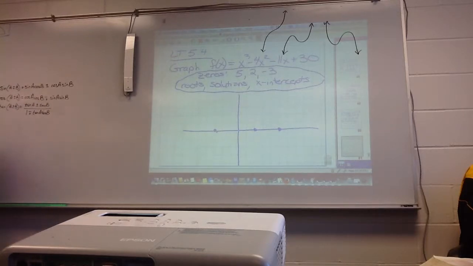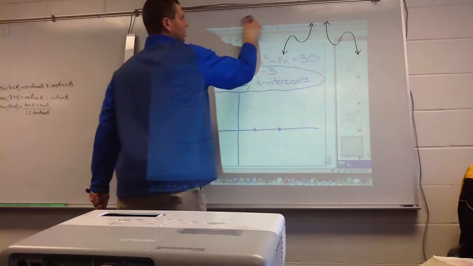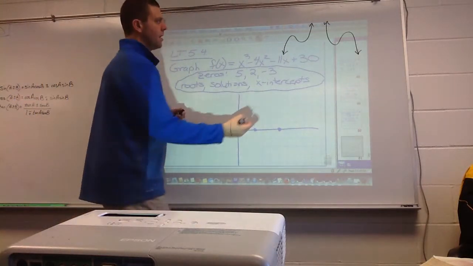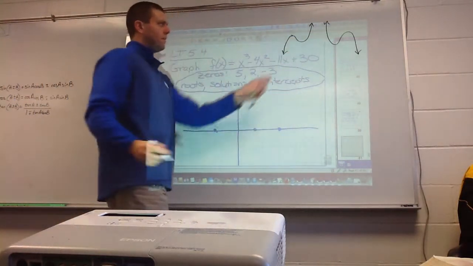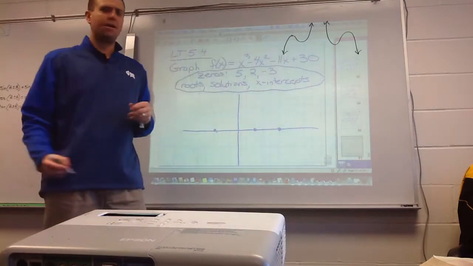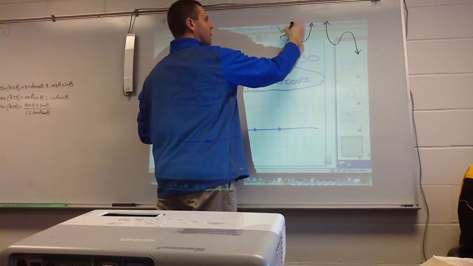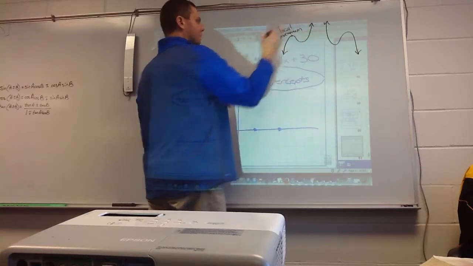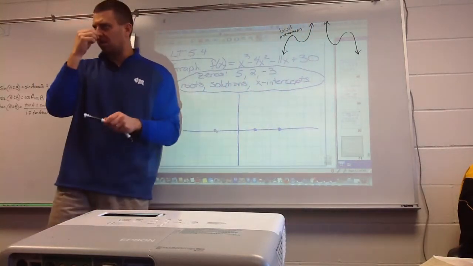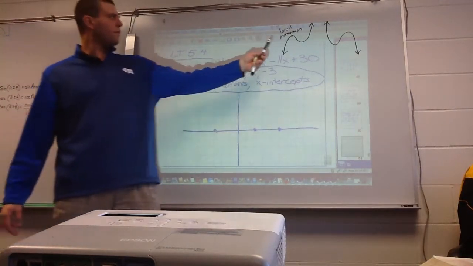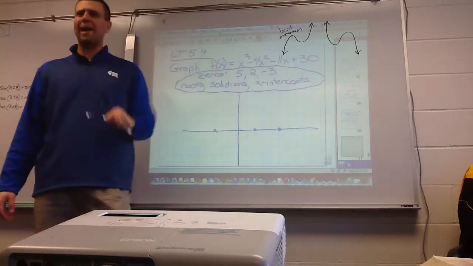Now, some special points on a cubic or anything to a higher power, okay? This point right here, the very top of that hill, that is called a local maximum. This is something you're going to have to be able to find. You're going to have to be able to find that coordinate where that local maximum occurs.